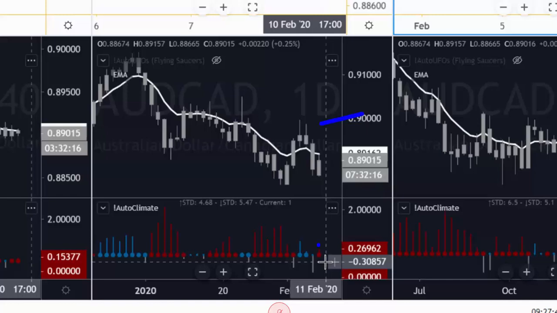So what do we have? Well, we have a thick dot red color. Good beginning. How many we got? One. So this is the beginning of a climate. The climate is down, so I will focus on the middle figure. I will ignore the one on the left. That's for up climates. Forget about that.